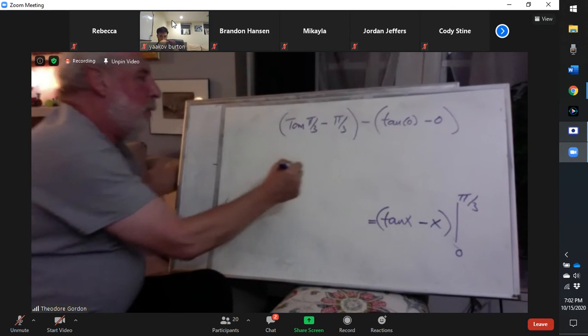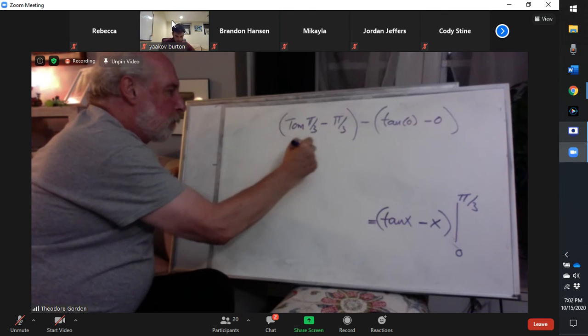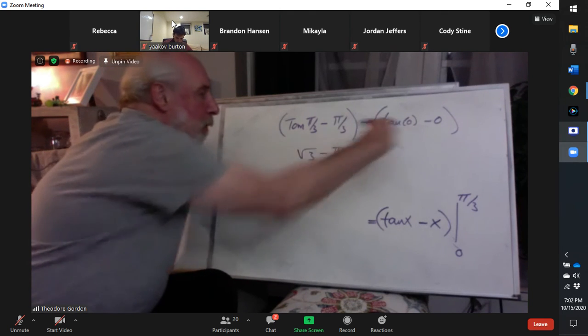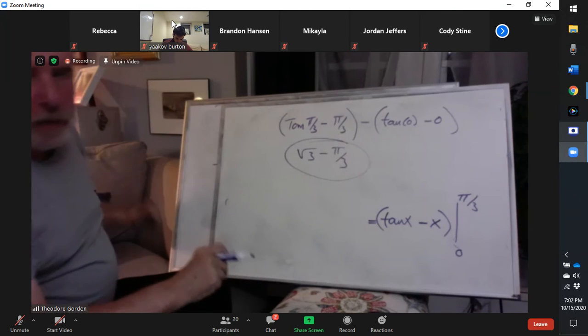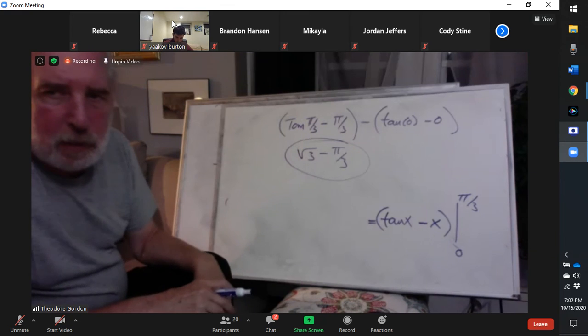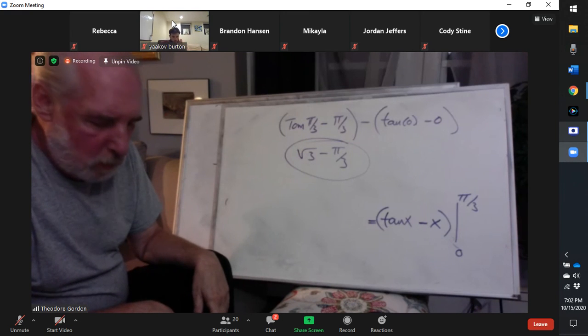So this problem becomes the square root of 3 minus pi over 3. This is 0 and that's 0. So that's the answer to that problem. And that's exact. Anything else is calculator.